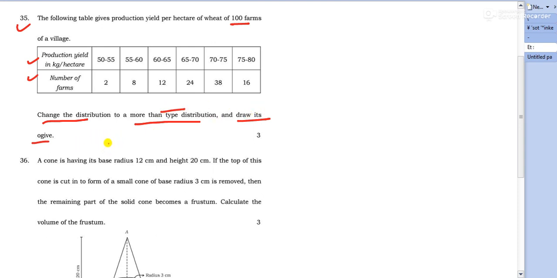So first you have to change this into more than type distribution and then draw the curve. Most of the time students ignore this question because they might have learned less than type and how to convert, but this is also very important. And it is also easier compared to less than type. I will show you how. First draw a table. So let me insert a table first.